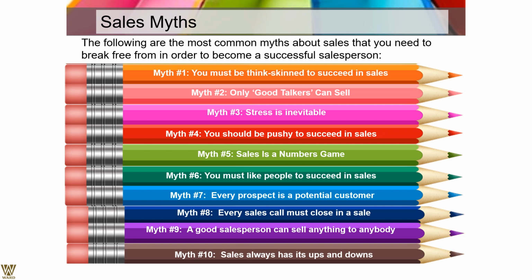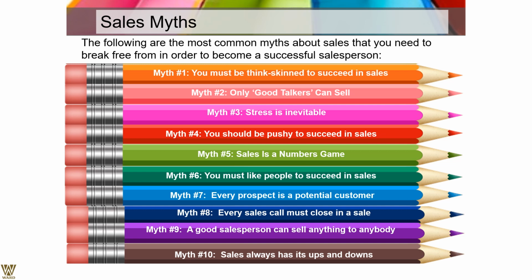Myth number four is you should be pushy to succeed in sales. Again, a wrong notion. You need to be quality conscious, you need to be empathetic towards your customers, and your sales will happen automatically. Sales is a number game, probably, but sales is more than a number. Building a relationship will automatically bring numbers eventually without much effort.